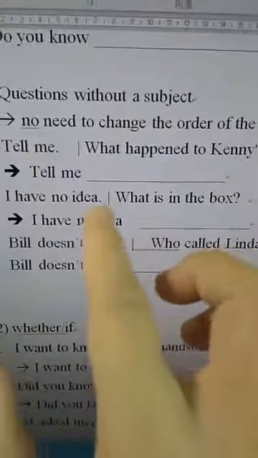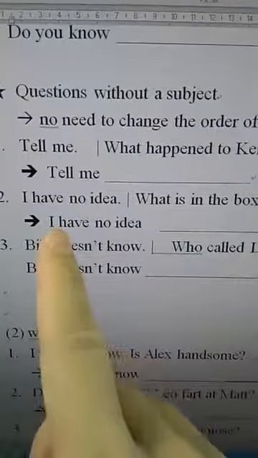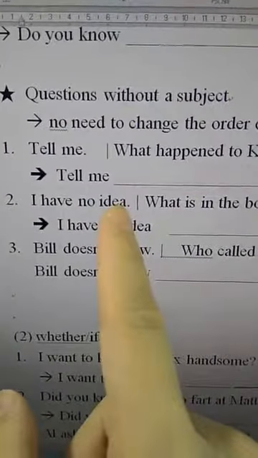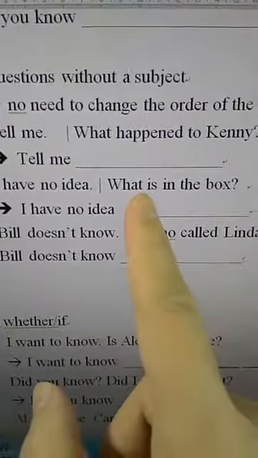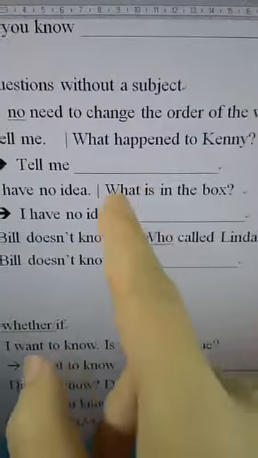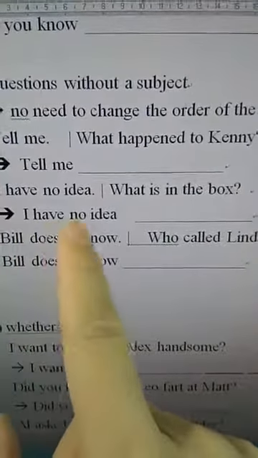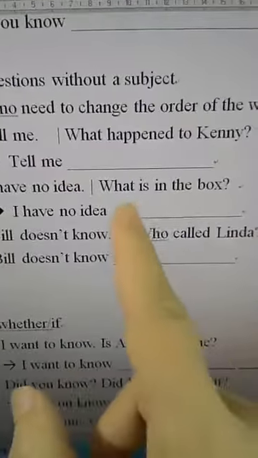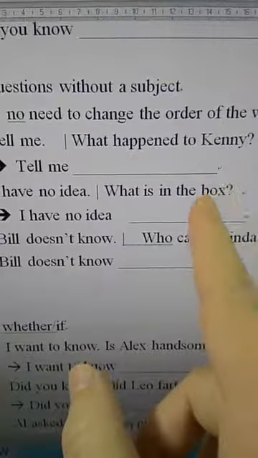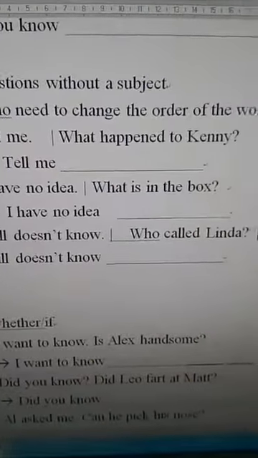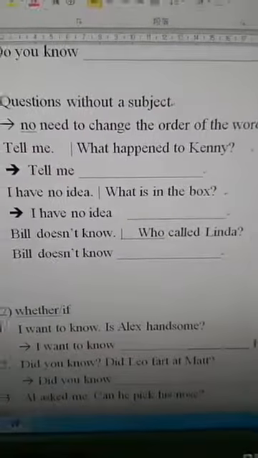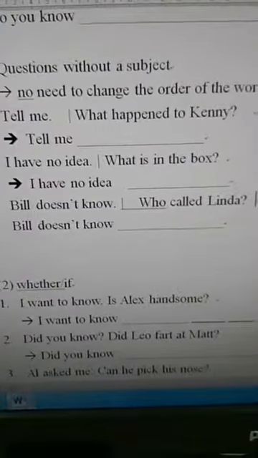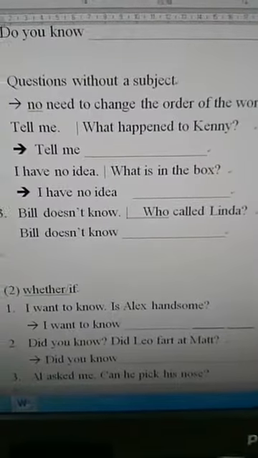So once we combine the two sentences, the answer is I have no idea. It's the same. We copy the main sentence here. And you don't need to change the order. So you just copy it again. I have no idea what is in the box. And why? Because we don't have any subject in this question. Okay? So this is a little bit hard. You have to think about it and remember it, because all the time you see this kind of sentence pattern in big exams or tests.